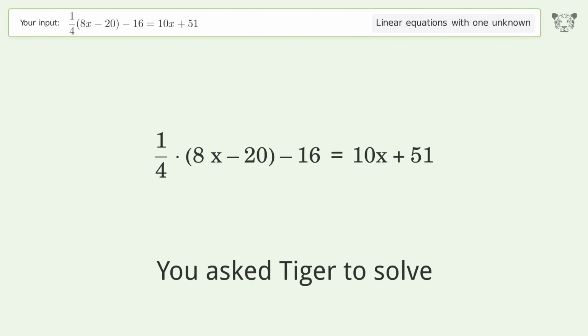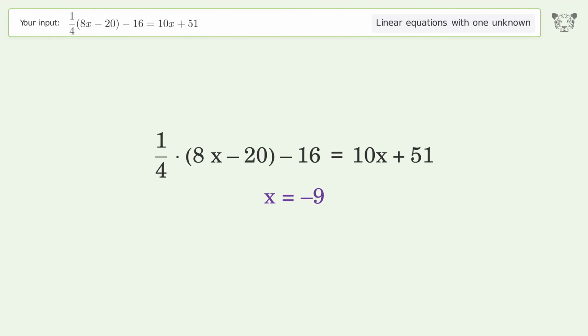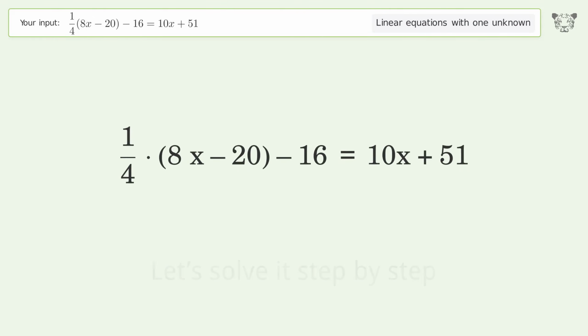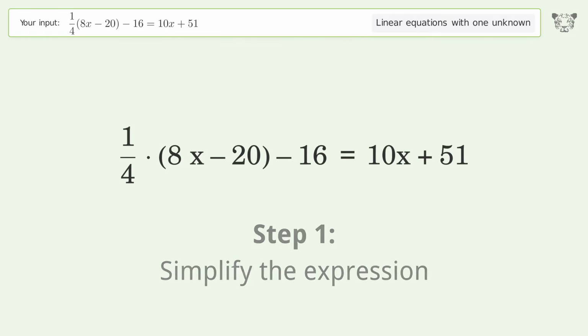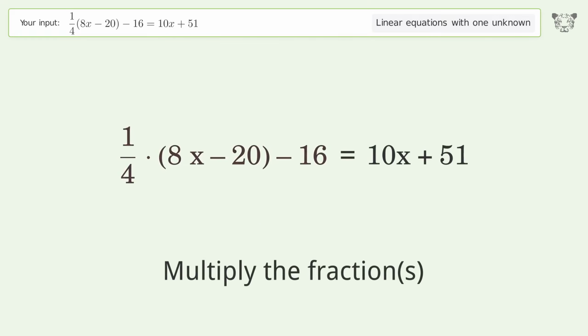You ask Tiger to solve. This deals with linear equations with one unknown. The final result is x equals -9. Let's solve it step by step. Simplify the expression. Multiply the fractions.